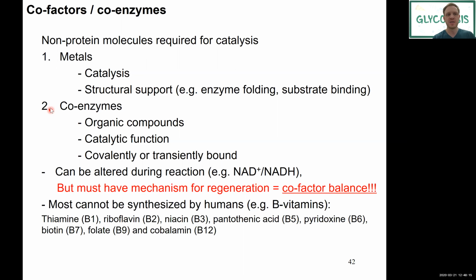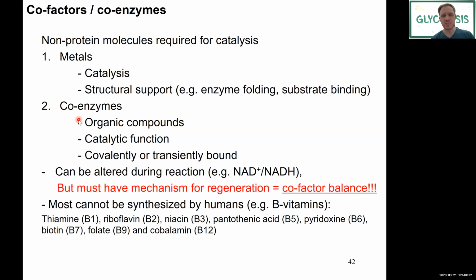So keep in mind, both these metals as well as coenzymes would fall under the definition of cofactors, but metals are not coenzymes. So you have to have an organic compound for it to be defined as a coenzyme.